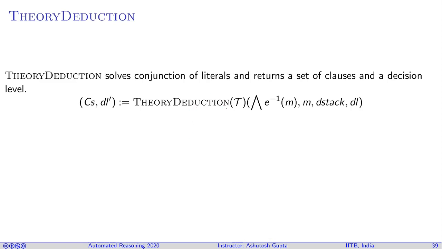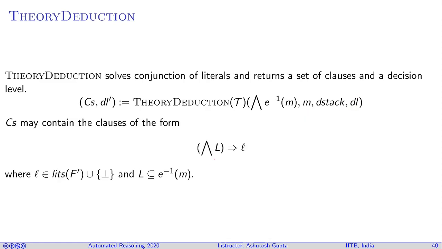So what is the interface of a theory deduction function? It takes a conjunction of atoms, the current Boolean model, and the decision level and decision stack. And it returns a clause of the following form. Please notice that L is a set of literals that are assigned inside the model M, and L is a subset.